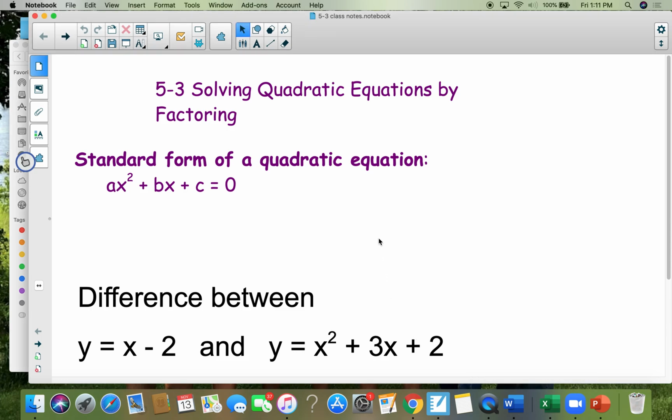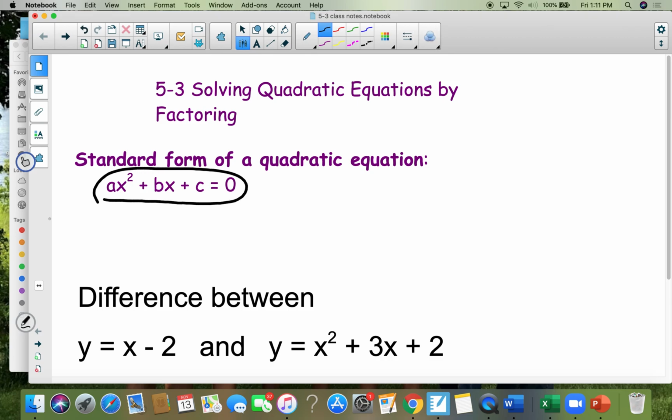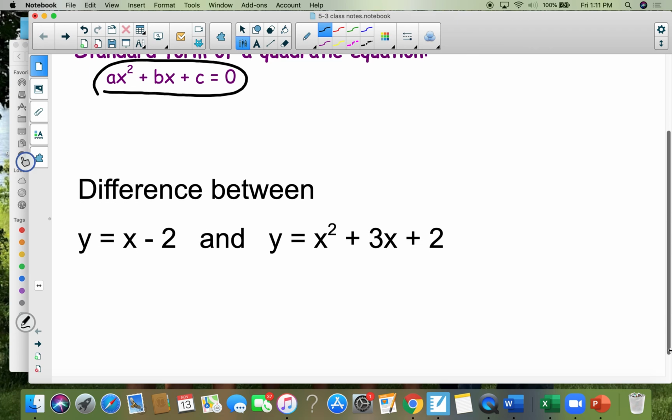Okay, 5.3, solving quadratic equations by factoring. Again, this is the standard form of a quadratic equation, ax squared plus bx plus c. And the difference between y equals x minus 2 is this one makes a line, and the highest degree is 1. The highest degree in this one is 2, and it doesn't make a line. It makes a parabola.